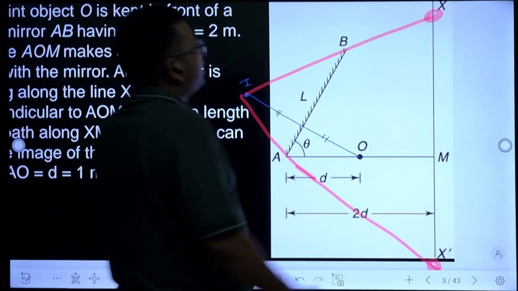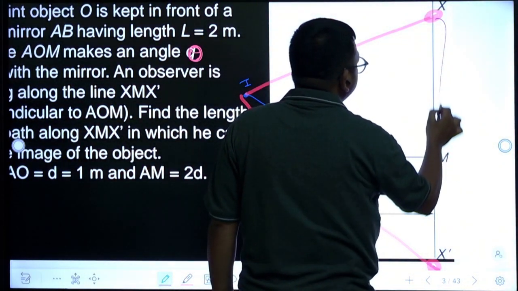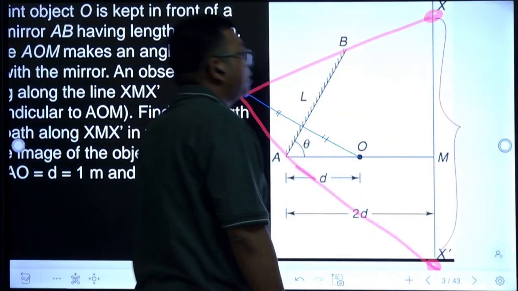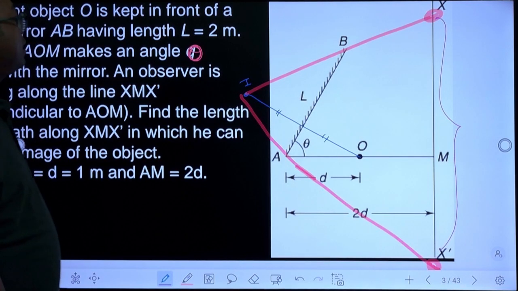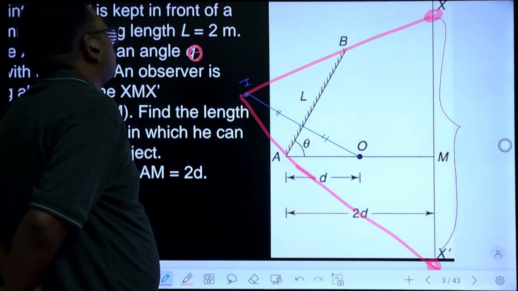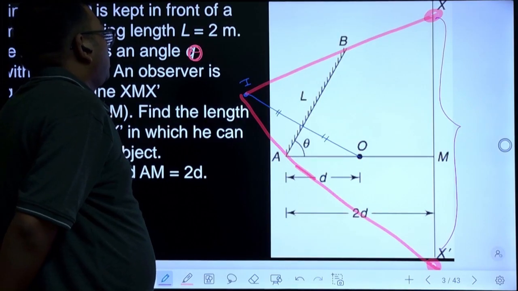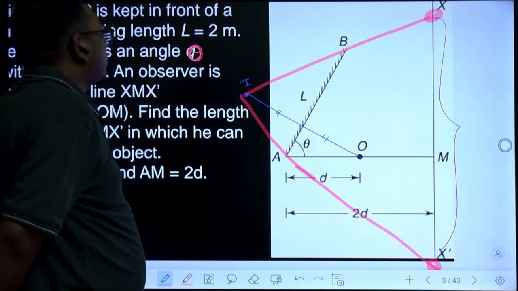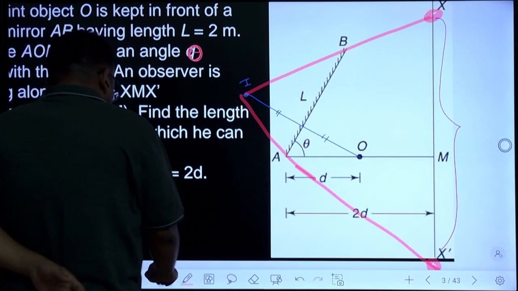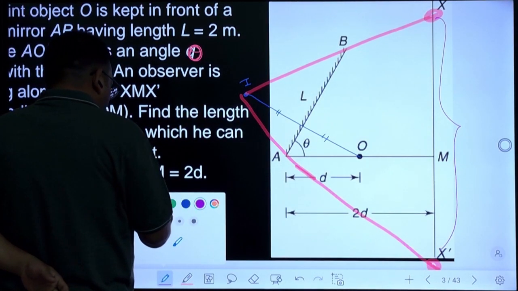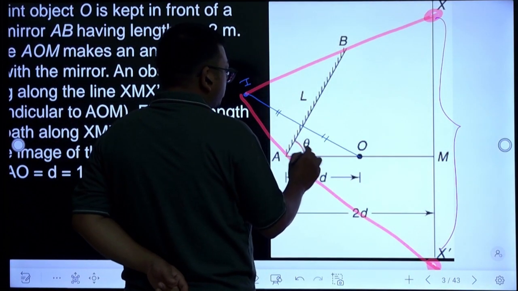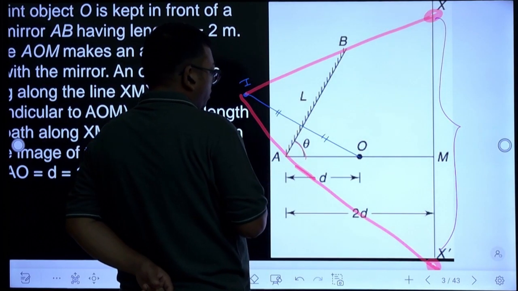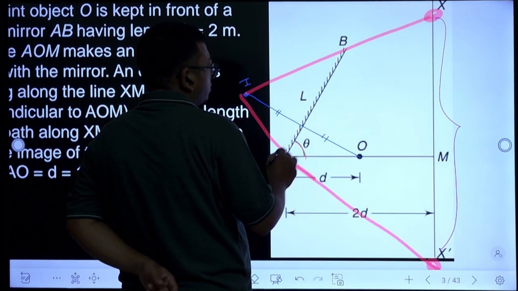So I need to find the length of this line. That is what the question is saying. This length of line I need to calculate. How do I calculate the length of line? That we need to think about. Okay, think about it. So let us try to do some calculations. This distance is d, this is theta. So definitely, how to do?